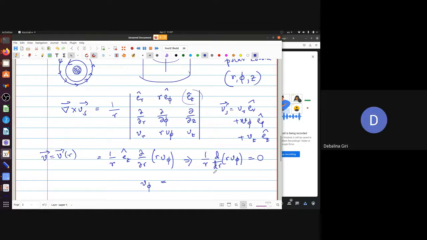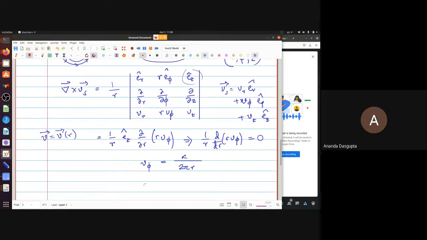So V phi would be like some constant divided by R. Exactly. It will be a constant divided by R, right? R V phi should be a constant, not V phi. This equation really says that the rate at which R V phi changes with R is 0. So R V phi should be a constant. So it should be 1 by R. In fact, in terms of the circulation, which is quantized, so it's a nice thing to talk about, V phi is actually kappa by 2 pi R, and that's it. So the velocity of the superfluid will be essentially like that.